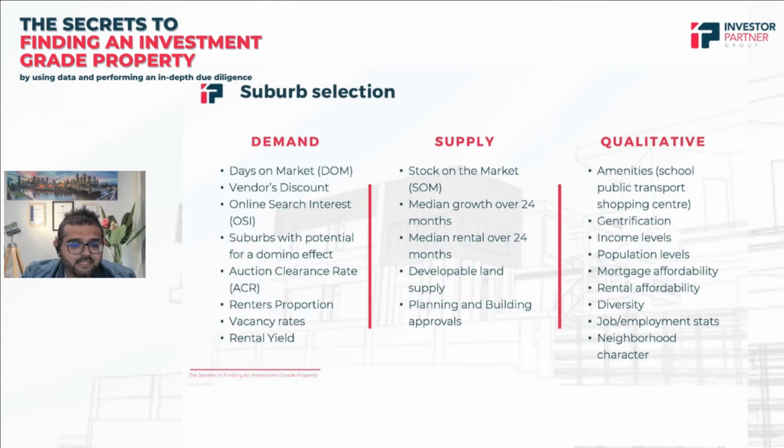Okay, next one. Let's look at some of the supply side indicators now. The first one is the stock on market. The stock on market basically means the number of properties listed on the market in that particular suburb divided by the total number of properties in that suburb. So it identifies how much stock is available on market at any given point in time.